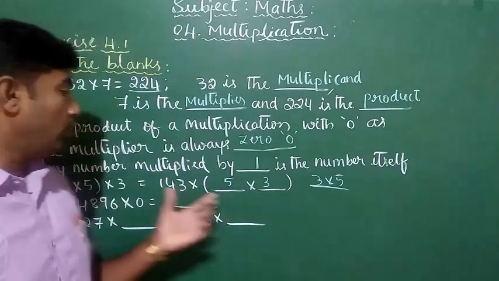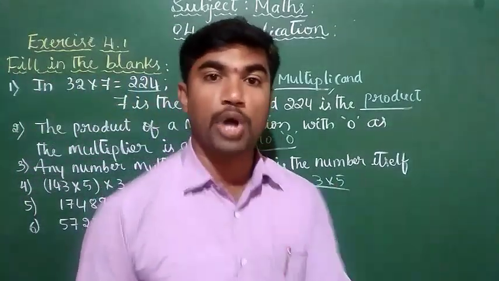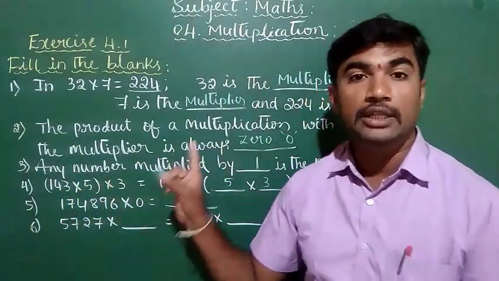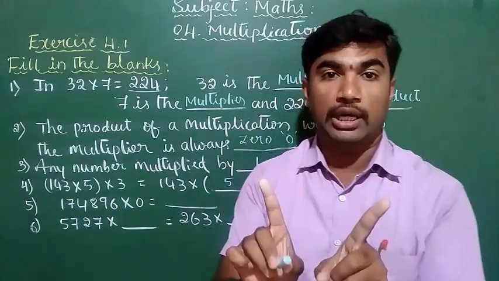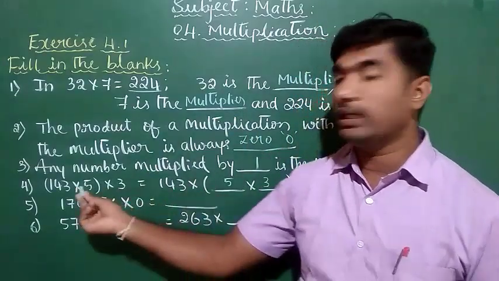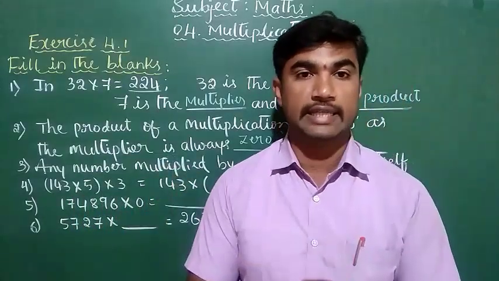Okay, so when we are multiplying 143 into 5 into 3, that product, and here the 143 into 5 into 3, that product also is equal. Here there is an equal symbol. This product and the given 143 into 5 into 3, that product are also the same.